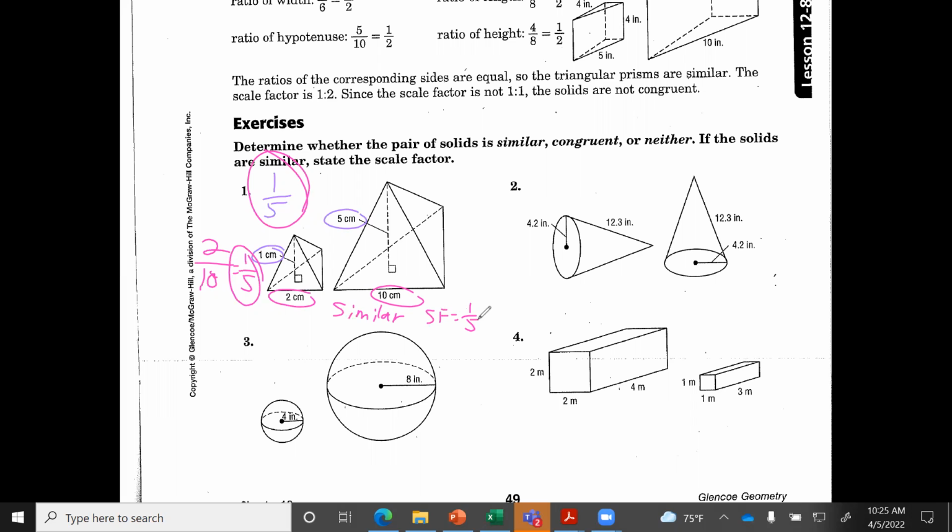On number 2, are these two similar, congruent, or neither? Congruent. All the measurements are the same. So this one is going to be congruent. All right. What about number 3?